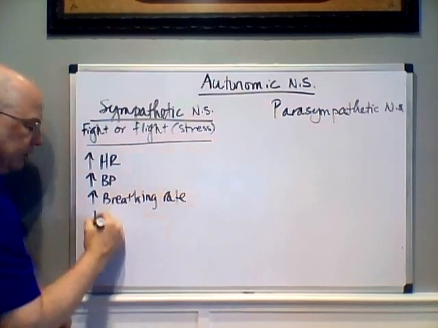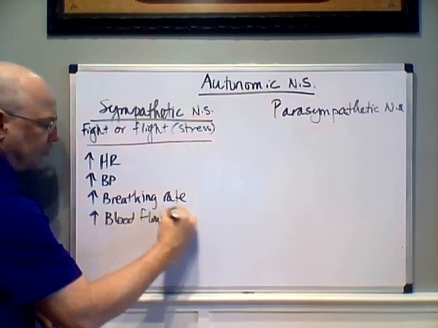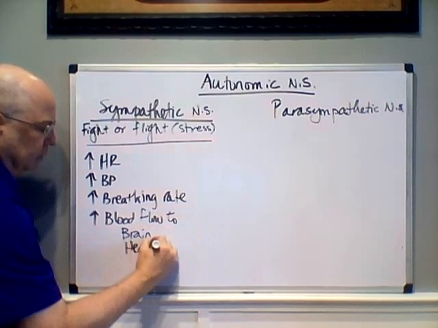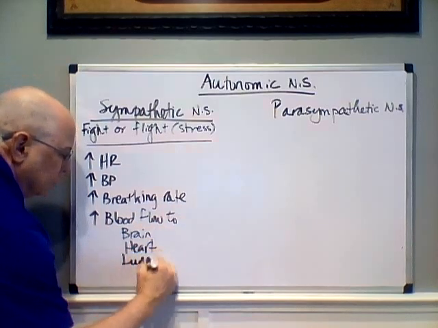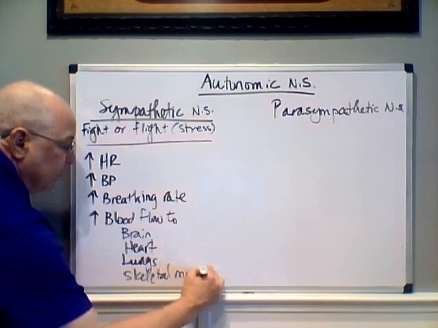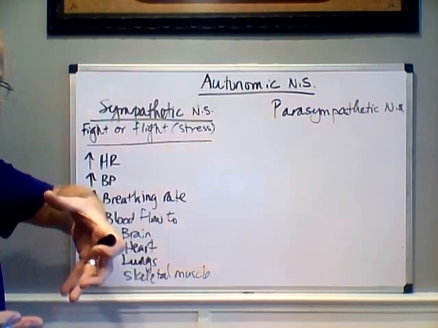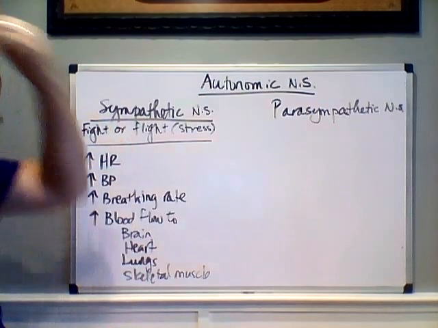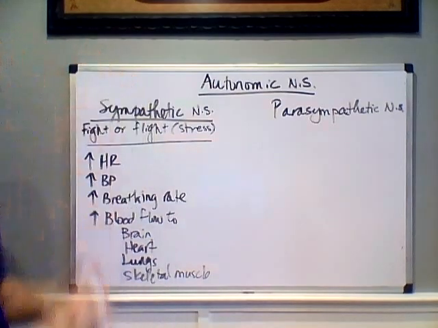And the depth of breathing. We need to increase blood flow to brain, heart, lungs, and skeletal muscle. So essentially what's going to happen is we're going to dilate those blood vessels. We're going to relax the smooth muscle in the walls of our blood vessels to increase blood flow to all these things. We're also going to relax the smooth muscle in the respiratory tree and dilate the tubes so we get more airflow in and out.